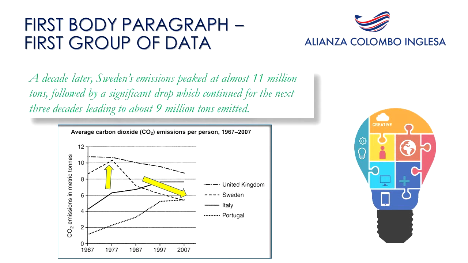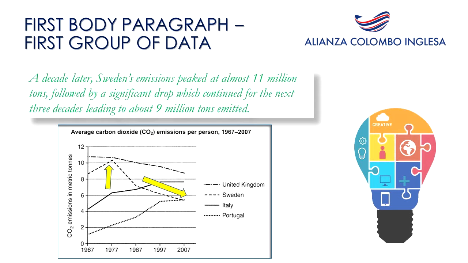We have opted here to say a decade later. Of course, it's possible to say in 1977, and we have also given the specific number, which is 11 million tons of CO2 emitted, followed by, as it says in here, a significant drop which continued for the next 3 decades, leading to about 9 million tons emitted.